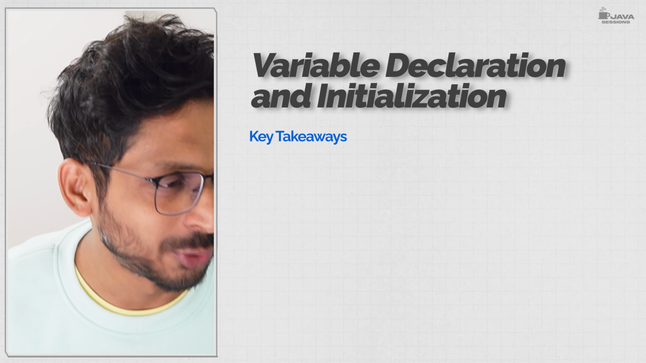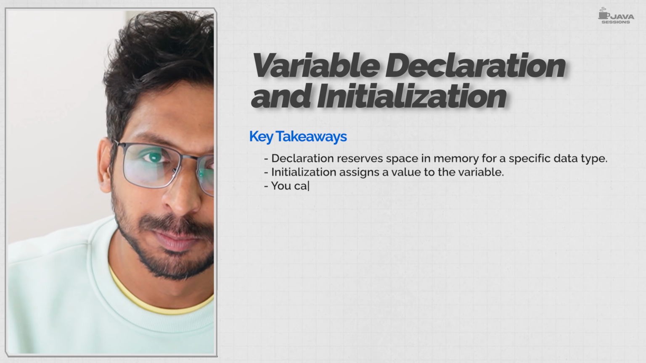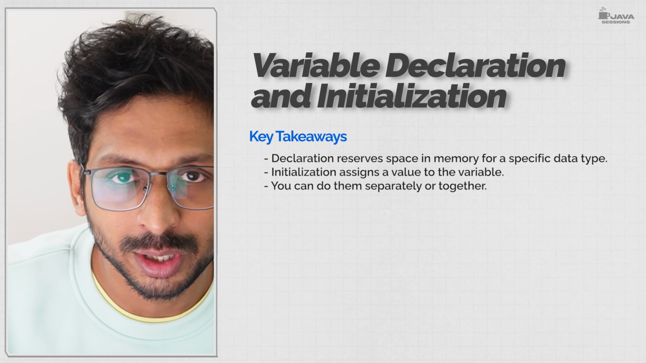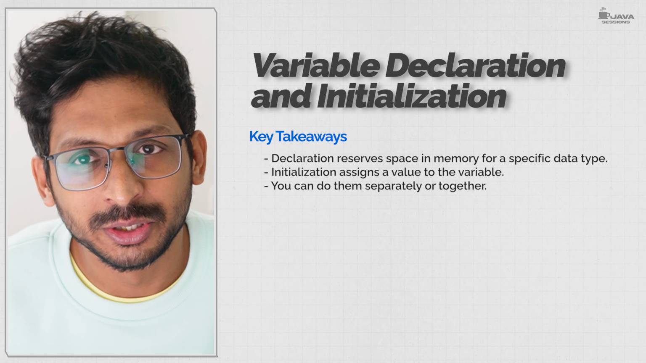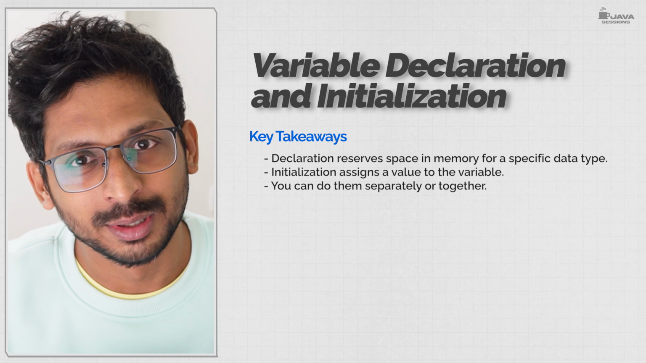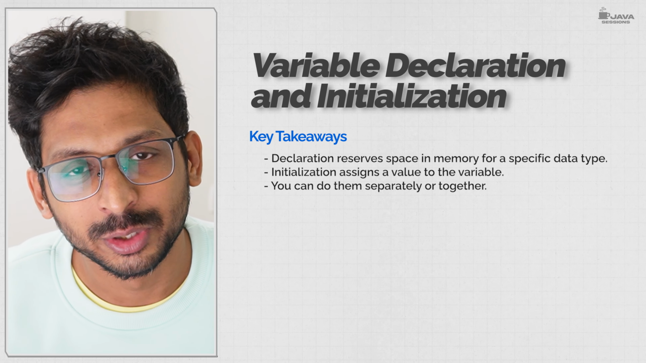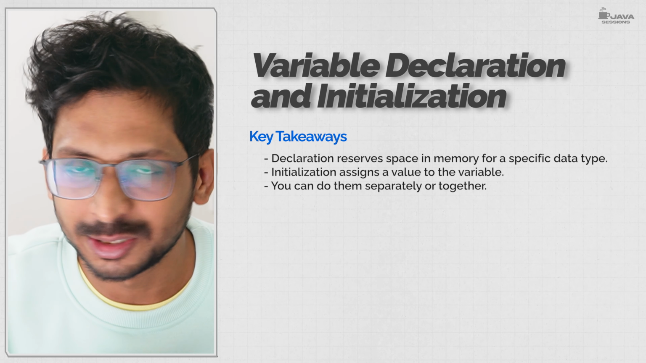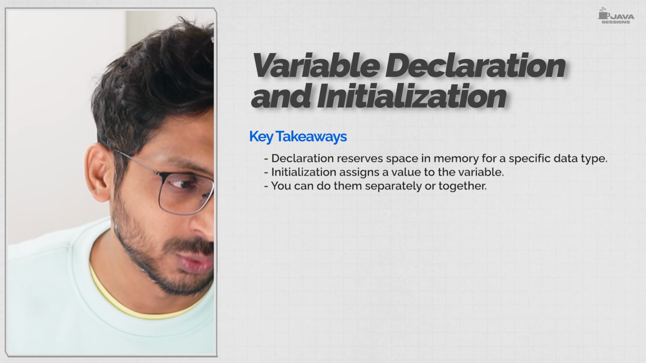So key takeaways from this is the variable declaration itself reserves space in memory for that particular data type. Initialization assigns a value to that variable, and you can do them separately or together based on the use case. Sometimes you might need to do it in 2 steps. Let's say you're creating a variable in the class and you're assigning value to that variable in a method. So that's when you're going to need 2 steps. If that's not the necessity, you can just create a variable and assign it a value in a single step as well.